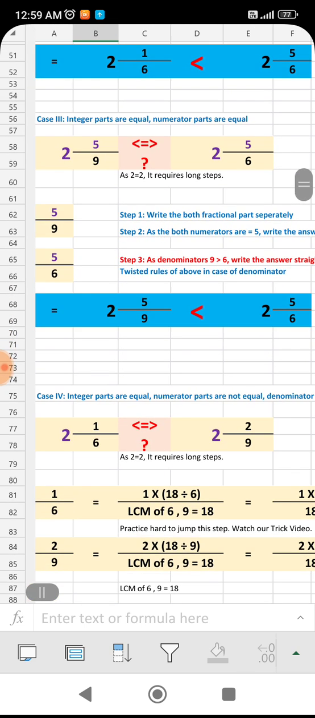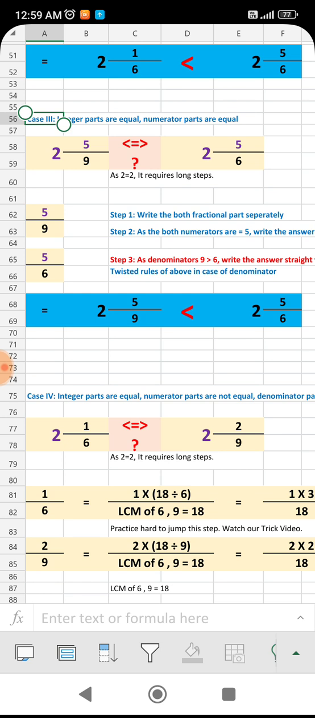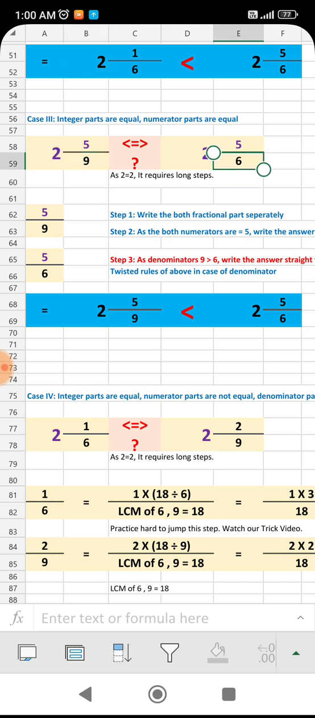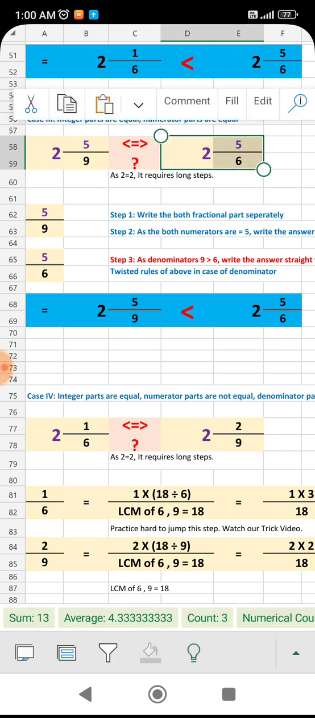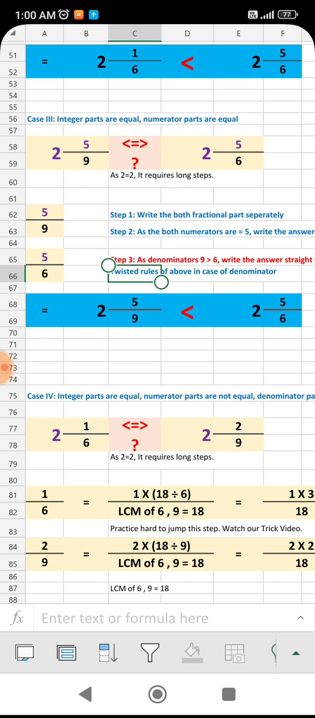Okay. Now coming to the third case. In the third case, the integer part is equal, the numerator part is also equal, just the difference is in the denominator. In that case also you can write the answer straight away, don't need to calculate. Why? 9 is greater than 6. So that's why this number will be lesser than this. It is just the twisted rule, the reverse of this rule.